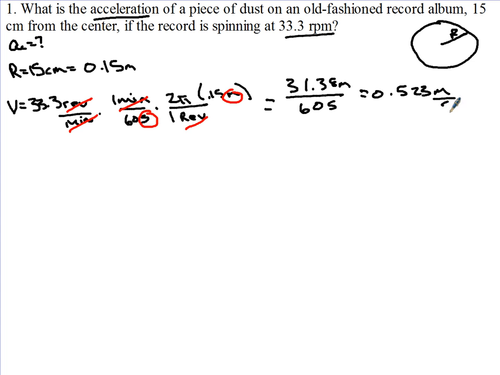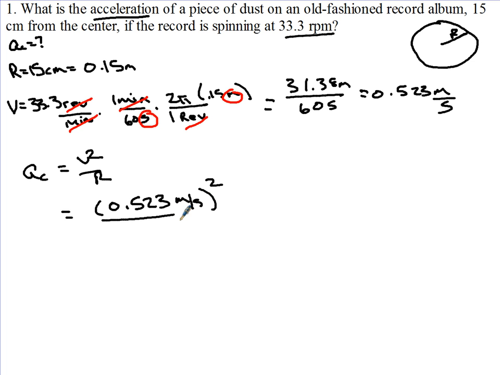Now I want the centripetal acceleration, and this is v squared over r. So I've got my given, my unknown, and here's my equation. Now I'm going to plug in: 0.523 meters per second, squared, divided by r, and r in this case is 0.15 meters. If I multiply this out, 0.523 squared divided by 0.15, I get 5.47 meters per second squared.